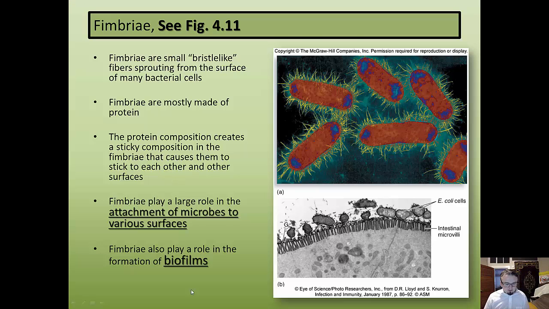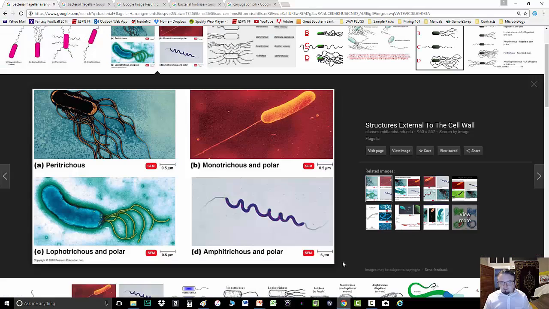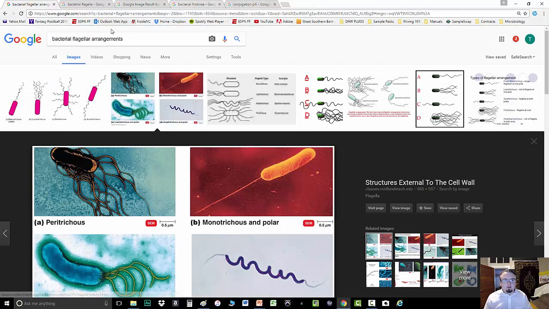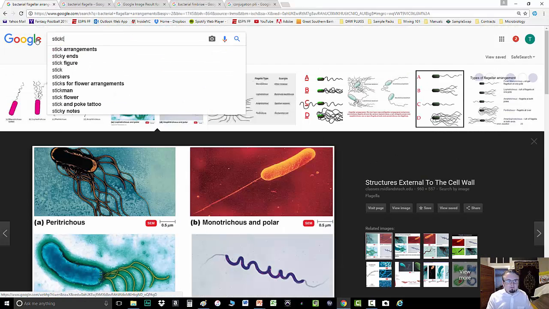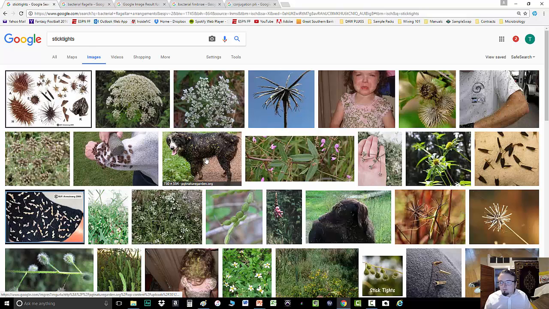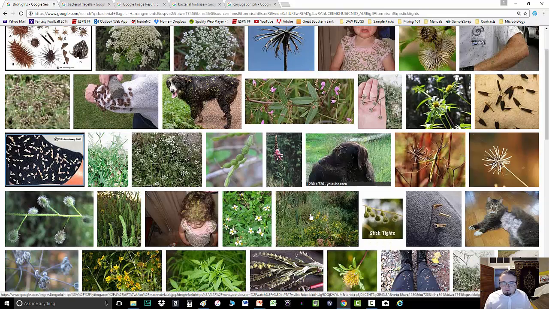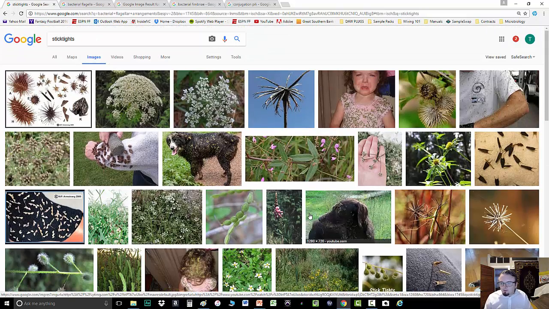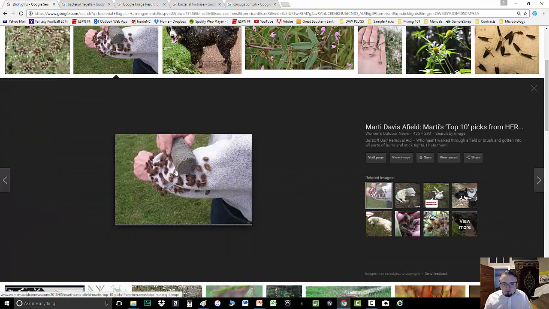I like to think of them as stick-tights, or sometimes called cockleburs. Let's see if we can find these here. Stick-tights are really like a seed. You have probably picked these up if you're out walking around in a field somewhere. There's a good picture of them. They're these little seeds that stick to your clothes, usually to your socks, and are kind of annoying.